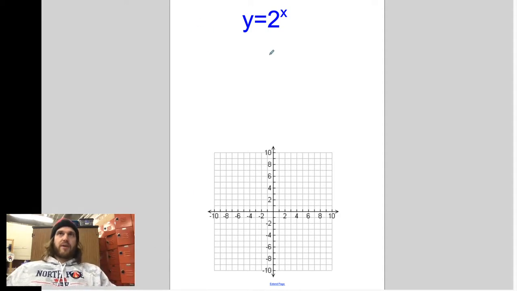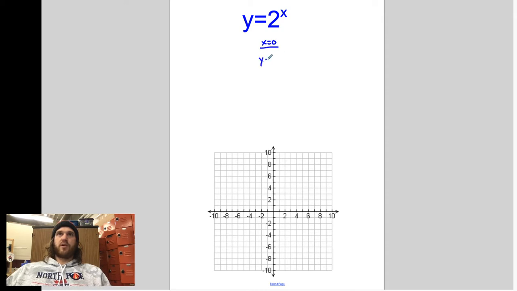The best method I would recommend for graphing these is to start by picking x values, finding the y value, and getting a set of points. We're going to plot those points, and then connect them with a smooth curve. I always start by plugging in x equals 0. That's usually my starting point, because 0 is typically very easy to do math with.